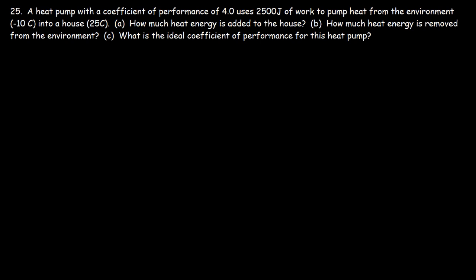Number 25. A heat pump with a coefficient of performance of 4.0 uses 2,500 joules of work to pump heat from the environment at negative 10 degrees Celsius into a house at 25 degrees Celsius. How much heat energy is added to the house? So let's draw an energy diagram.